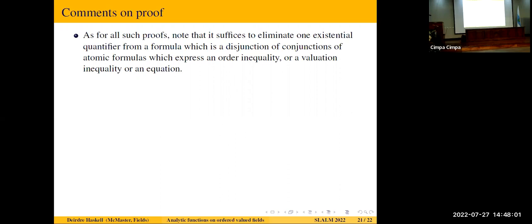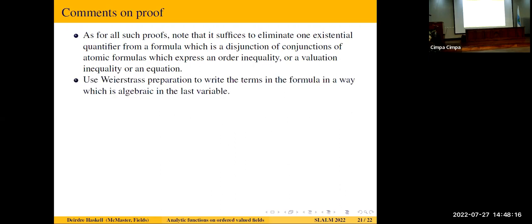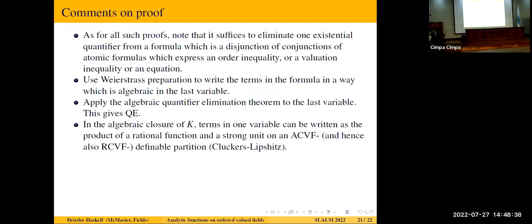And we can say about them that one term is less than or equal to another term. We can write a valuation condition on our terms, or we can write an equation. And then we use the Weierstrass preparation, which is the key thing which makes all this work, to write the terms in the formula in a way which is just a polynomial in the last variable. And we apply the algebraic quantifier elimination to the last variable. That gives us our quantifier elimination. So it's always taking your analytic functions and reducing them to a polynomial condition using Weierstrass preparation.